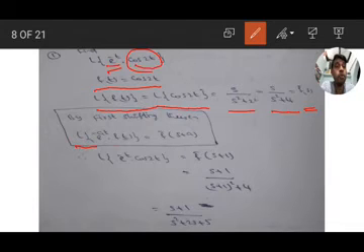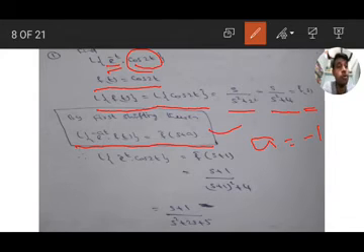L of e to the power of minus at into f of t equal to f bar of s plus a. Here minus is there. If L of f of t equals f bar of s, then L of e to the power of minus at into f of t is f bar of s plus a. What is the a value? A equal to 1. So s plus a means s plus 1, f bar of s plus 1.